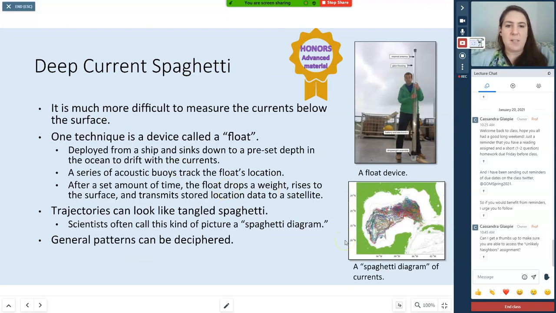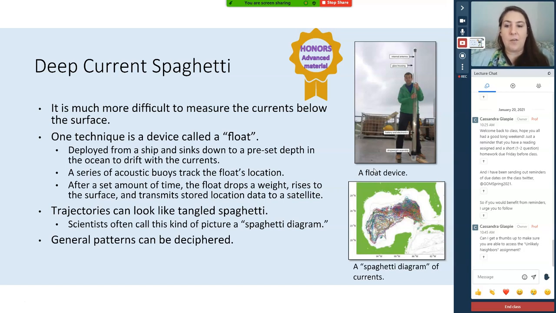This is also some advanced material, but I want all of you to know that we do know a bit about deep currents as well. It's much more difficult to measure the currents below the surface because these are not accessible via satellite information. So we do actually have to use devices that we allow to drift around with these currents to understand them. And one technique is to use a device called a float, which is pictured in this top right corner image. So these are deployed from a ship, and they'll sink down to a preset depth in the ocean, and then they'll be allowed to drift with the currents at that depth.